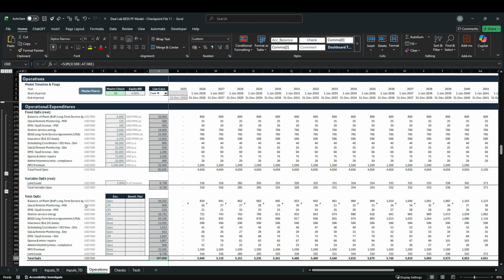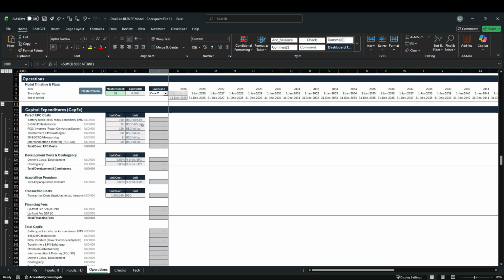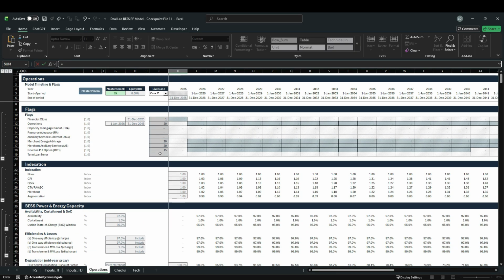In the previous lesson, we have modeled our operational expenditures, and now we'll move on to the capital expenditures. And we will start with our direct EPC costs in cell K315, where we will start with picking up a flag that we haven't used before. So scroll all the way up. And for our CapEx, we want to make sure that we pick up our financial close flag, because for this structure we assume an acquisition at COD, which means that debt and equity will close concurrently and that all CapEx are paid on the same day at financial close.